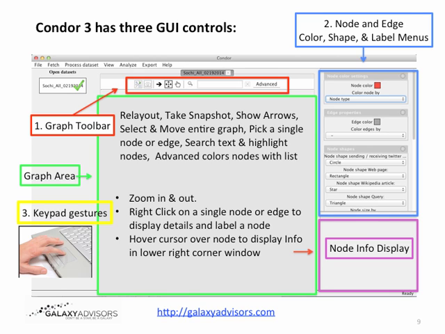And after you draw your view, your map, or visualization of your tweets, you have these three GUI controls, just as a refresher. The graph toolbar enables you to grab a hold of the graph and move it around as an entirety, or using the hand icon, you can move an individual node. You can use the side pick menus located here in blue to change the node and edge color, shape, and labels. Then the third option for the GUI control, located in 3 here, is the keypad gestures.